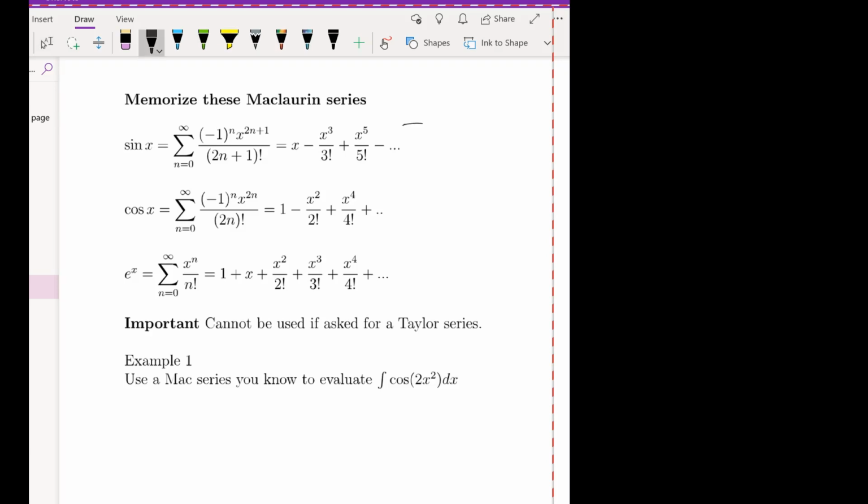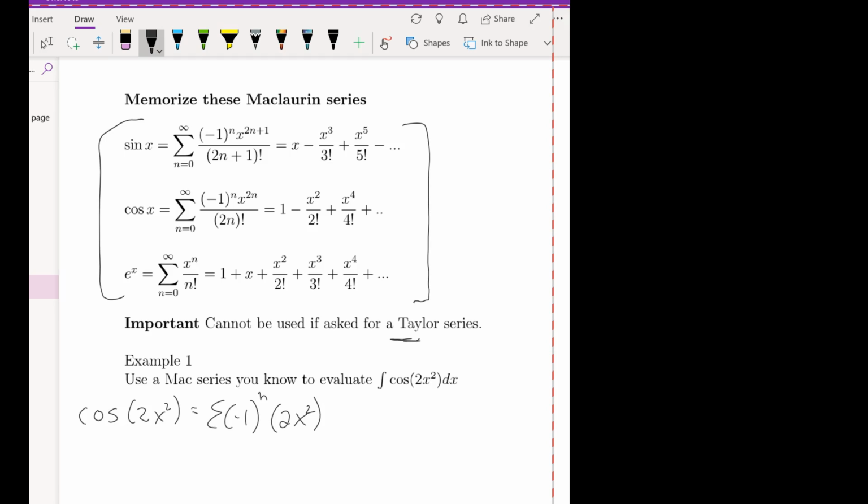So once you have memorized these three Maclaurin series, remember, not Taylor series, you can play with substituting. So let's find the Maclaurin series for cosine of 2x squared. So I substitute in 2x squared. Oops, that should be an nth power. So I substitute in 2x squared into the cosine, which is the even powered one.